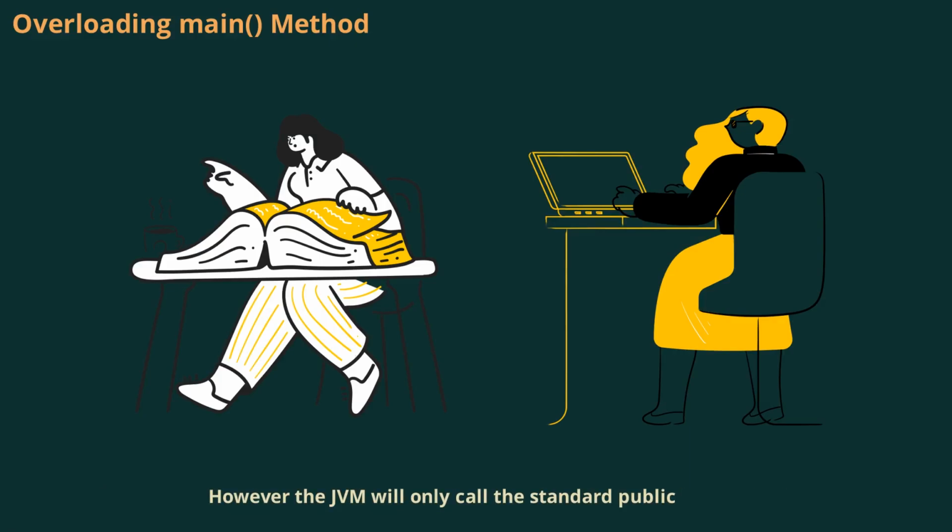Yes, you can overload the main method in Java just like any other method. However, the JVM will only call the standard public static void main(String[] args) as the entry point. Overloaded versions can be called explicitly within your code, but they won't serve as the program's starting point. This is a common interview question to test your understanding of method overloading and the Java application lifecycle.